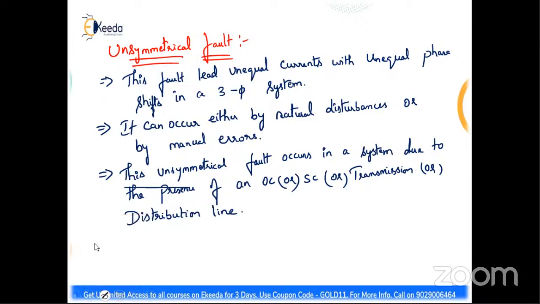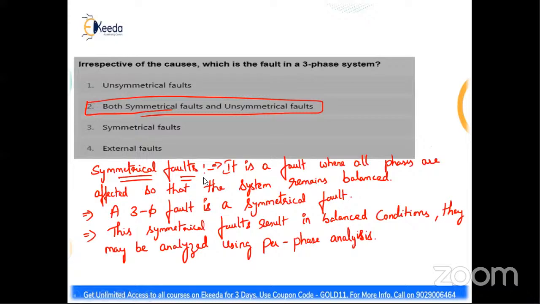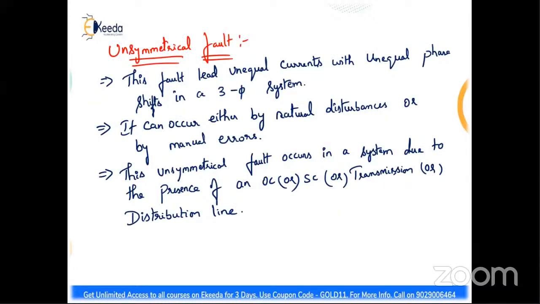So these are the few points of unsymmetrical faults. The right answer for the question is both symmetrical and unsymmetrical faults. In the unsymmetrical faults, the fault leads to unequal currents with unequal phase shifts in a three-phase system. It can occur either by natural disturbances or by manual errors. This unsymmetrical fault occurs in a system due to the presence of an open circuit, short circuit, transmission line fault, or distribution lines. So this is of symmetrical and unsymmetrical.